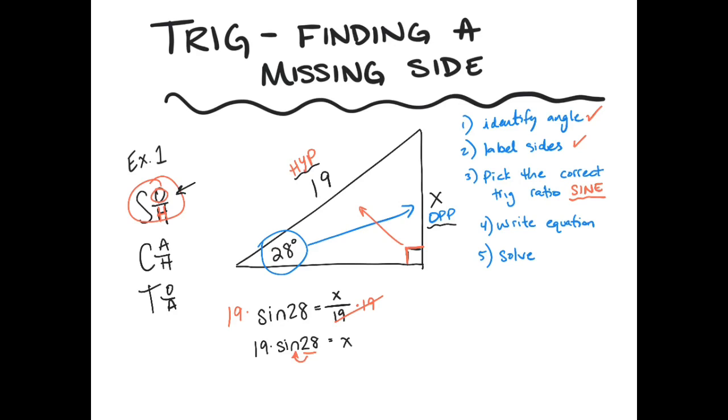So after doing 28 and then the sine button and then multiplying by 19, I got 8.91 blah blah blah. But I think we're just going to round it to the nearest tenth because that's what the directions on our work say. So 8.9 is going to be a good enough answer for us today. All right, so the length of this side is 8.9. And that kind of makes sense. Of course it's less than the hypotenuse. All right. I like that answer. Good job.